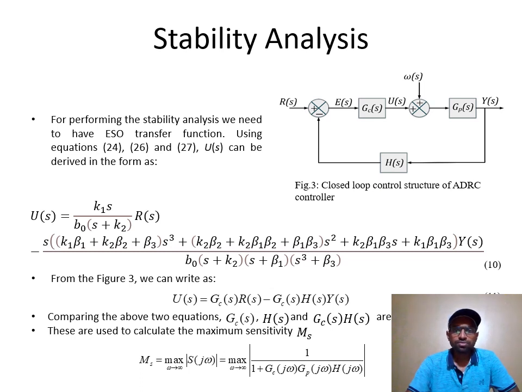From figure 3 we can write U(s) equals Gc(s) R(s) minus Gc(s) H(s) Y(s). Comparing the above two equations, that is equations 10 and 11, the values of Gc(s) and H(s) are calculated, and these are used to calculate the maximum sensitivity value.